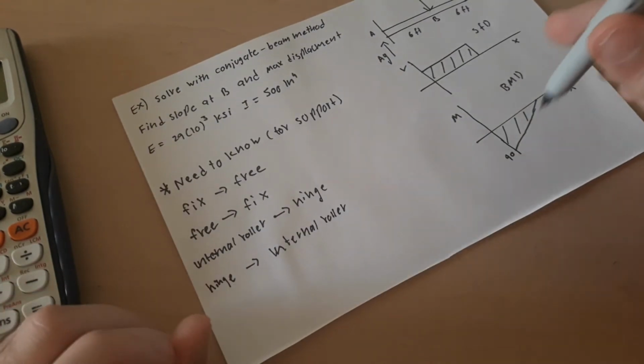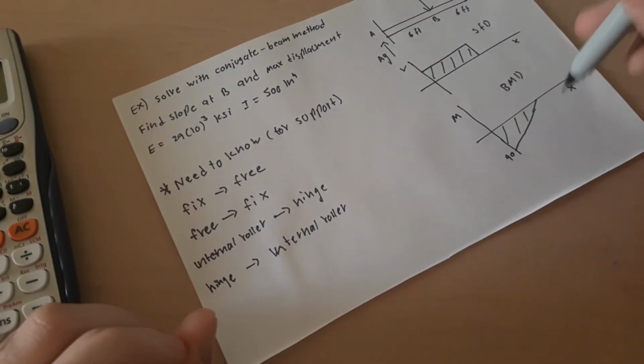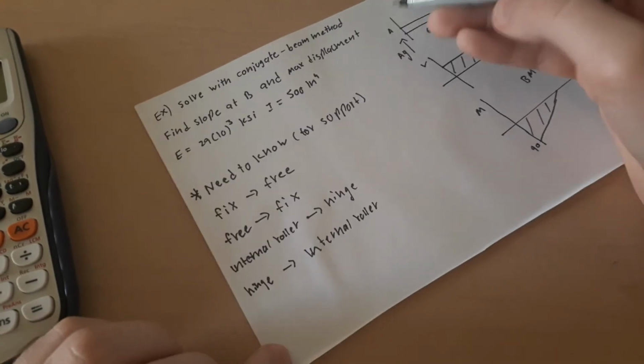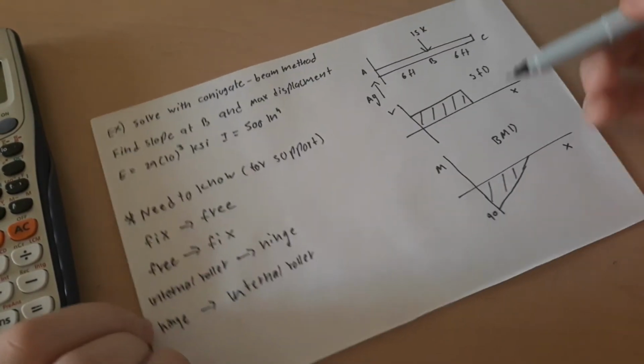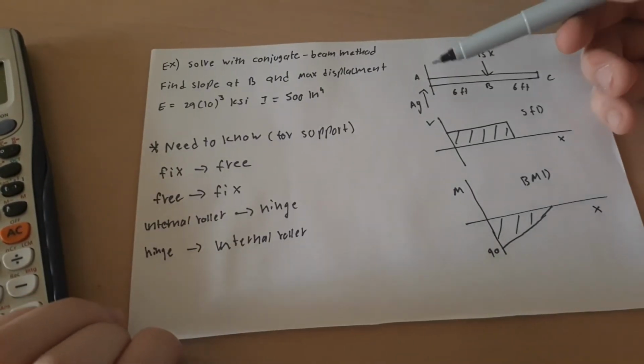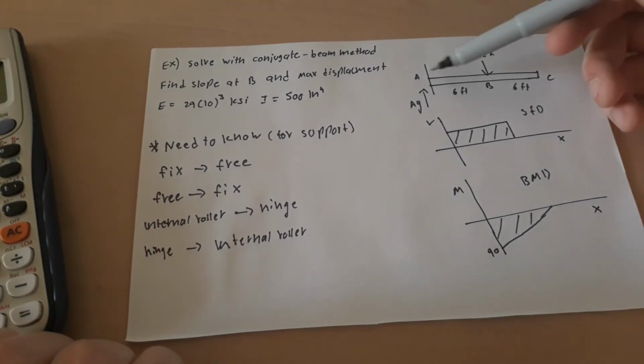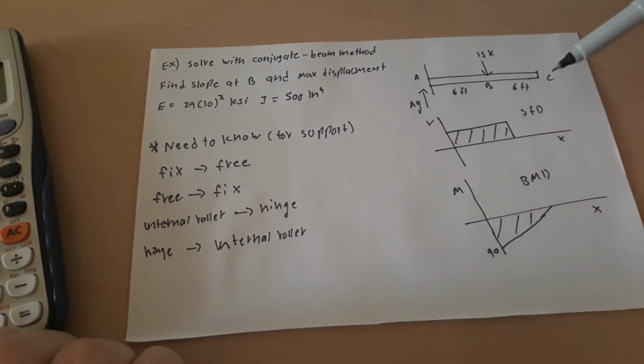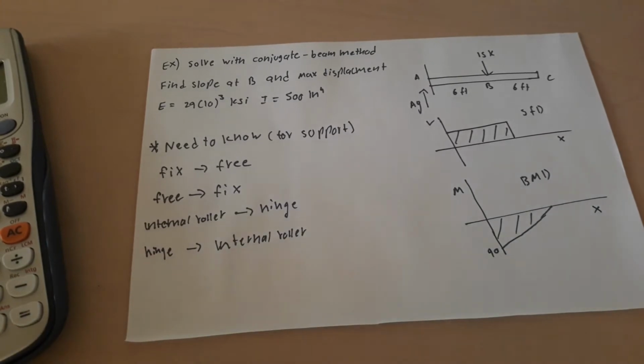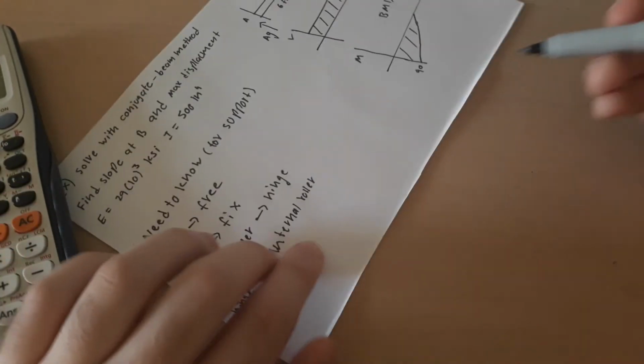And we need to convert this moment and put it on here. So right here we see we have a fix on the original problem, right? Fix and we have free. So this fix becomes free and this free becomes fixed. We don't have any roller or hinges, so we don't have to do anything.